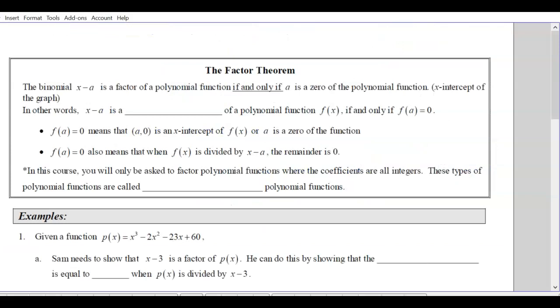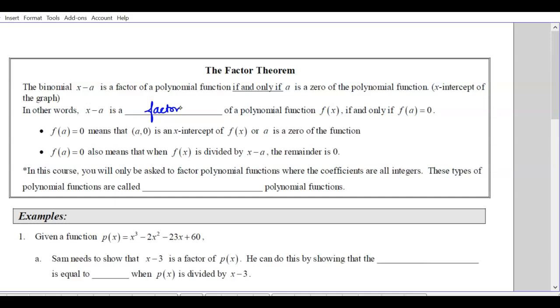To summarize here, the binomial x minus a is a factor of a polynomial function if and only if, so remember that's a biconditional statement, a is a 0 of the polynomial function. So that means it's an x-intercept of the graph. In other words, x minus a is a factor of a polynomial function f of x if and only if f of a equals 0. All right, so these are just different ways of saying it, forwards and backwards.